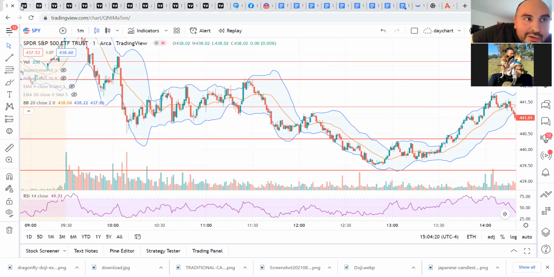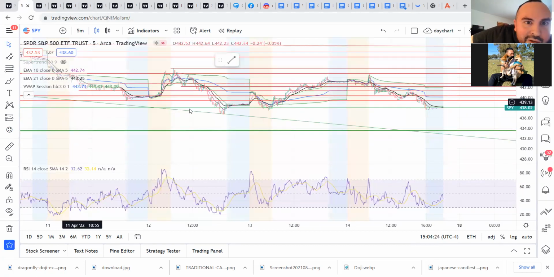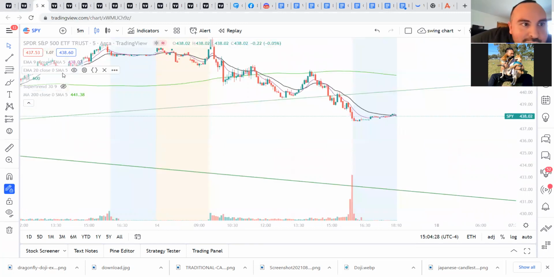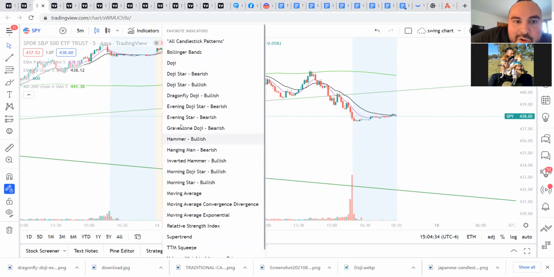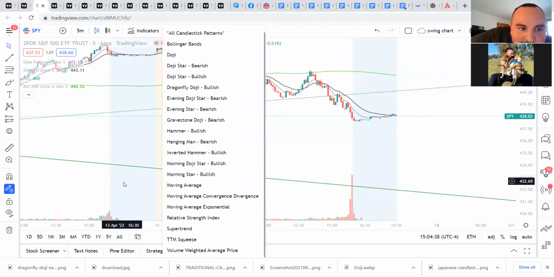VWAP. Do I have VWAP? I probably have it up here. I don't want to show that, it's too many lines. Let's pull it up here. So VWAP, or volume weighted average price. You guys are kind of in my way here.